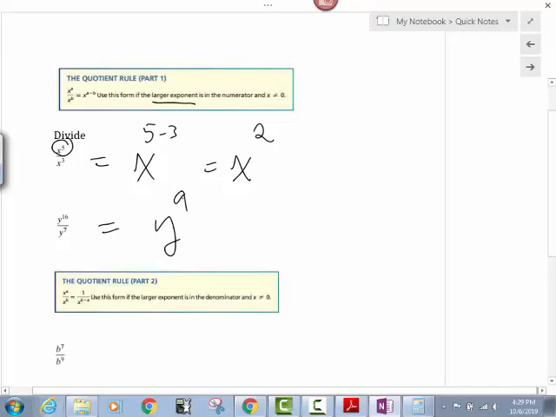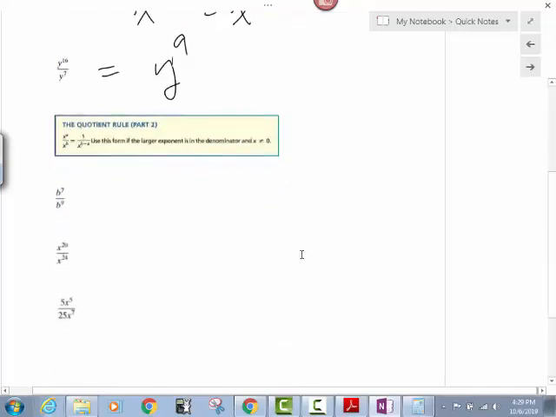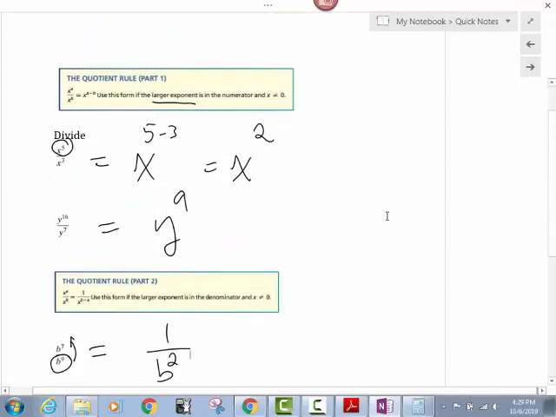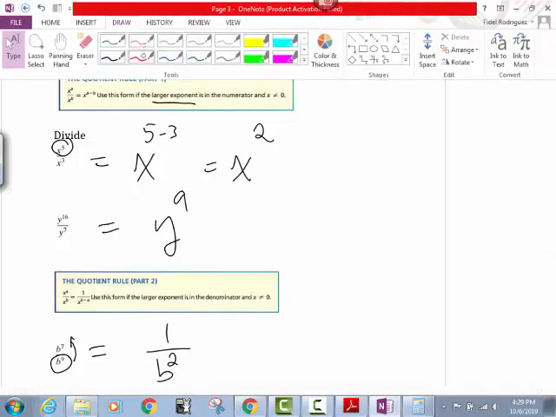Okay. Now, there's a second quotient rule. It says, well, what happens if the bigger exponent is on the bottom? Well, if the bigger exponent is on the bottom, we're going to write a 1 on the top, and then we're going to subtract, but we're going to subtract the bottom one minus the top. So 9 minus 7 would give me 2, right? Okay, so before I go on, I kind of want to explain why do these rules work the way they work. Okay, so let's go back and do both of them.